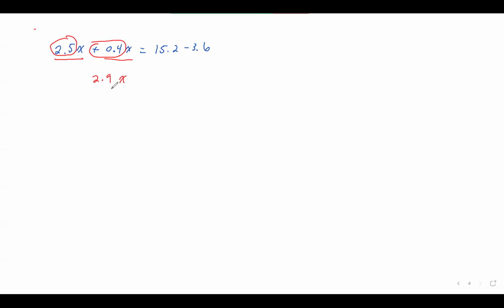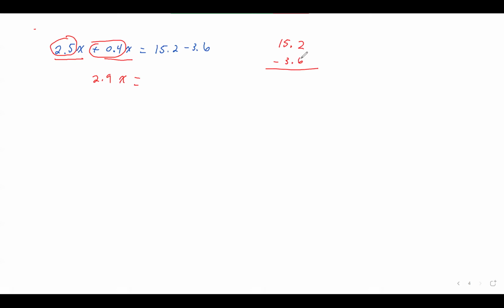Biggest thing too, I've seen, this isn't going to confuse you right now, but it will later. When I'm adding, notice the x is staying an x. A lot of students, when I teach you some other things, are going to start wanting to make that an x squared. Not the case. I'm just adding or subtracting the coefficient. Whatever the letter is stays that letter. All right, so just kind of keep that in mind. All right, then 15.2 minus 3.6.